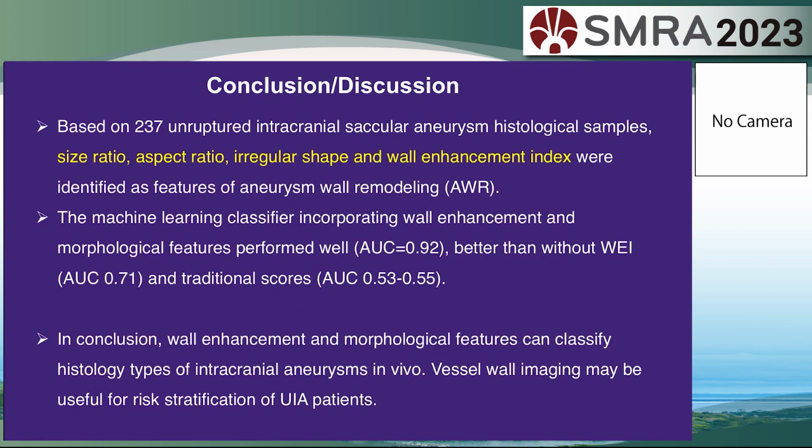So overall, based on this large cohort of aneurysm specimens, we found size ratio, aspect ratio, irregular shape and wall enhancement index were identified as features of aneurysm wall remodeling. The machine learning classifier, including wall enhancement and morphological features, performed very well, better than the model without wall enhancement and traditional scores. So in conclusion, wall enhancement and morphological features can classify histology types of intracranial aneurysm in vivo, and vessel wall imaging may be useful for risk stratification of UIA patients.